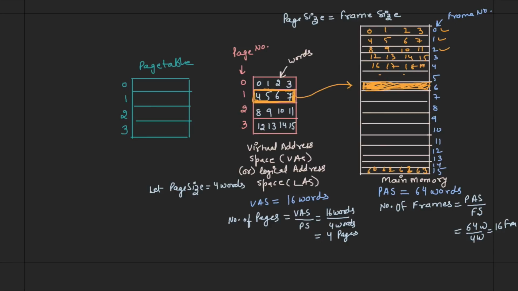For simplicity, assume that I place page number 0 into frame number 4. So page number 0 is placed into frame number 4. In the same way, page number 1 is placed into frame number 6, page number 2 is placed into frame number 12, and page number 3 is placed into frame number 15. So this page table stores the frame number where that particular page is placed.